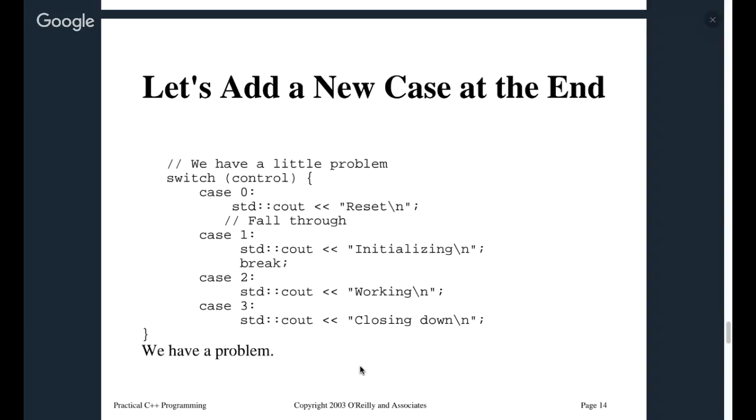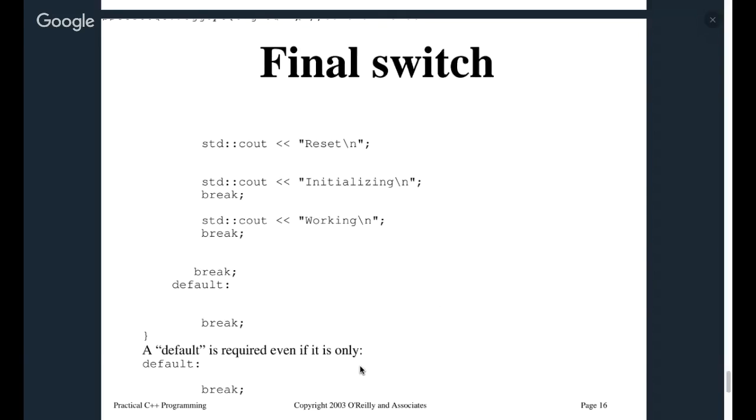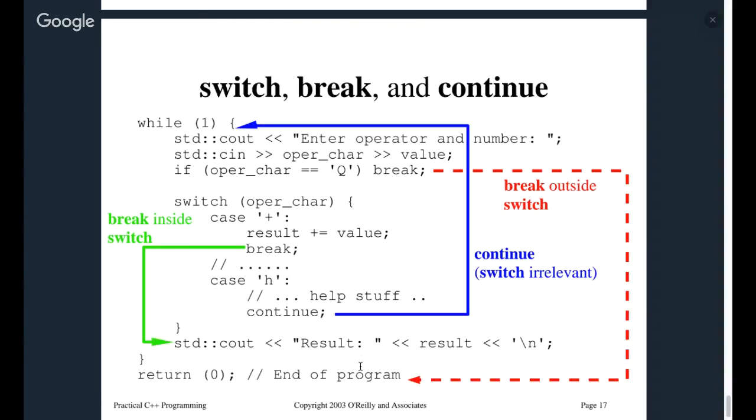If it's 1, it's going to stop. If it hits 2, it's going to continue on and work and close down. But the problem with this one is that because it has a break only in 1, the logic really isn't valid. It talks about what happens if it controls 5: the switch does nothing. Did the programmer intend for this to happen or not, or is it an accident? Again, that's a rhetorical or subjective question. Default is required, even if it's only default break, just to end the switch statement altogether.